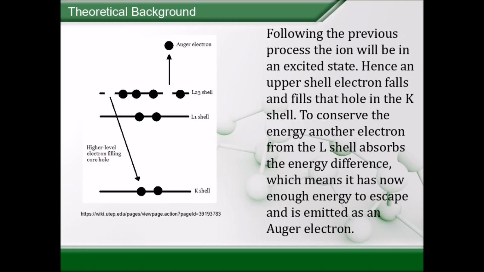Besides the electrons ejected by the X-ray beam, we detect Auger electrons as well. So what are Auger electrons? Following the photoelectron process, we will have an excited ion. And one of the ways to relax is by having an upper shell electron fall and fill that hole created by the X-ray beam and have the Auger electron emitted, conserving energy.